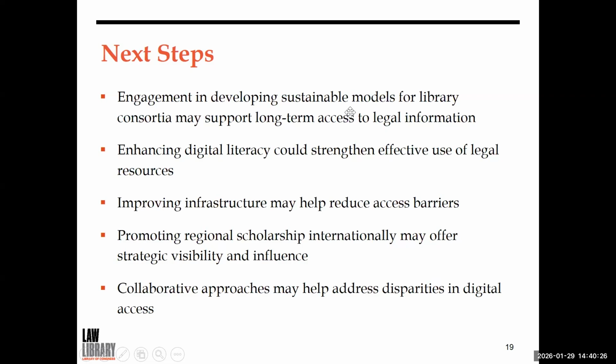Then next steps, I'm trying to make clear. Engagement in developing sustainable models for library consortia may support long-term access to legal information, not only here in Kenya or in East Africa, but globally. Enhancing digital literacy could strengthen effective use of legal resources, whereby institutions enhance digital literacy to make use of information across.